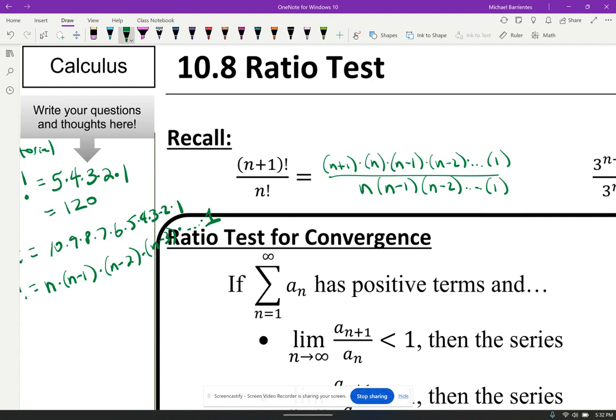But as I look at this, I realize, oh, we can reduce things. We can reduce the n's, and we can reduce the n minus 1s, and the n minus 2s, and the n minus 3s, all the way down to the 1s. So the only thing I have left is n plus 1. So this factorial divided by this factorial is equal to n plus 1.